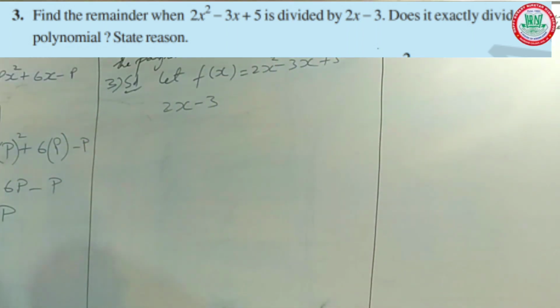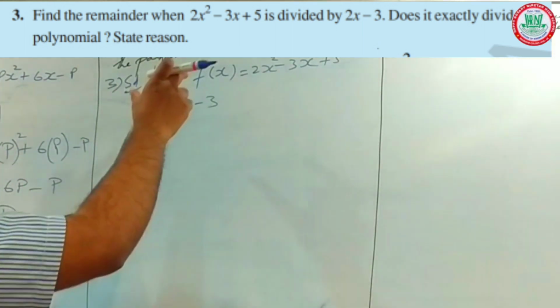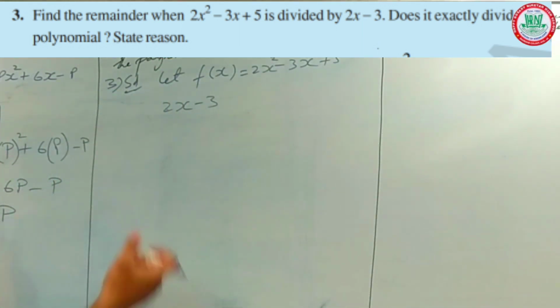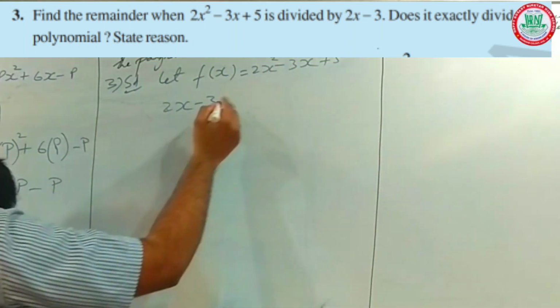We have to check. If we get the remainder as 0, then it divides the polynomial. If we do not get 0, then it will not divide. We also have to state the reason. To solve this, what is given? 2x − 3 = 0.